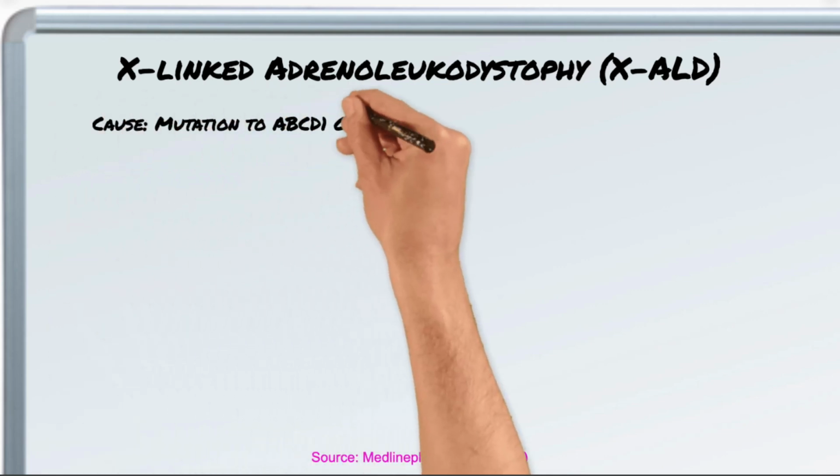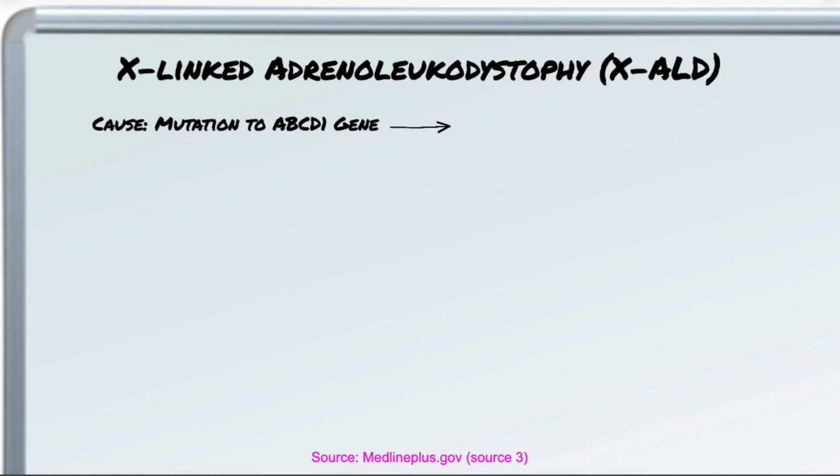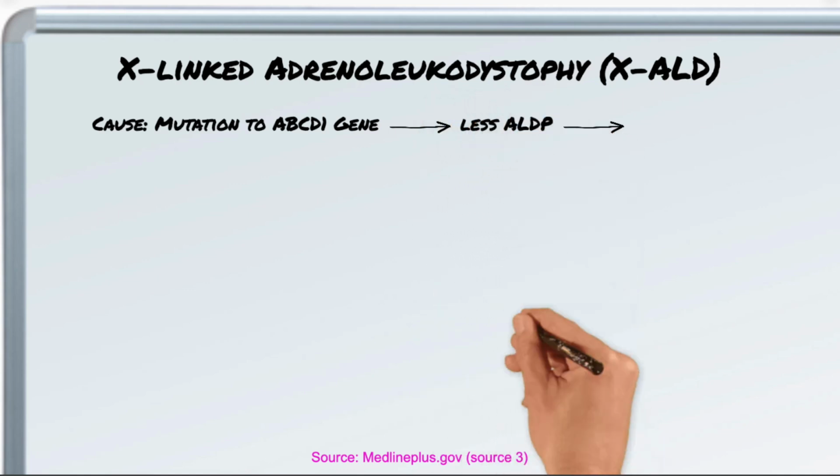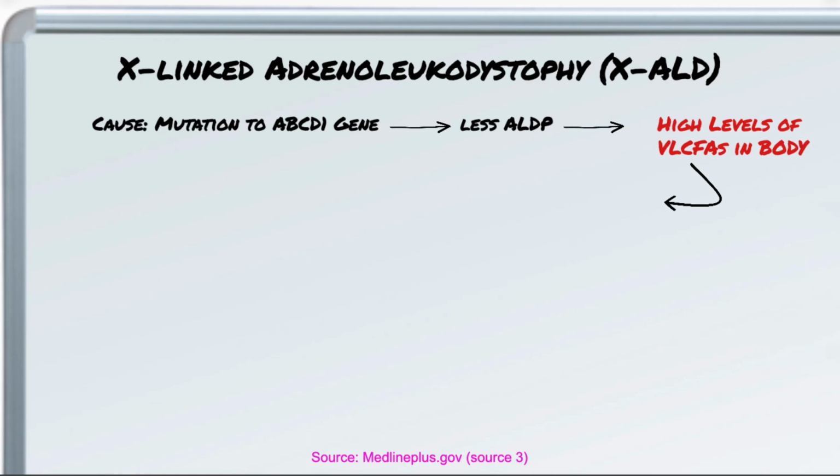It's caused by mutation to the ABCD1 gene, which leads to a reduced number of adrenoleukodystrophy protein, or ALDP for short. This protein transports very long-chain fatty acids, or VLCFAs, into peroxisomes for processing or breakdown inside cells. Reduced presence of these proteins leads to abnormally high levels of these fatty acids in the body.